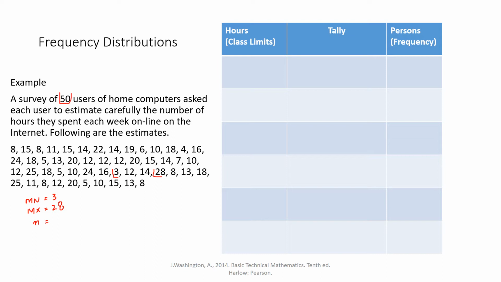If we count this data, 1, 2, 3, 4, 5, and keep going till the last number, they are 50. So N is the number of values. So we should write N here, 50.